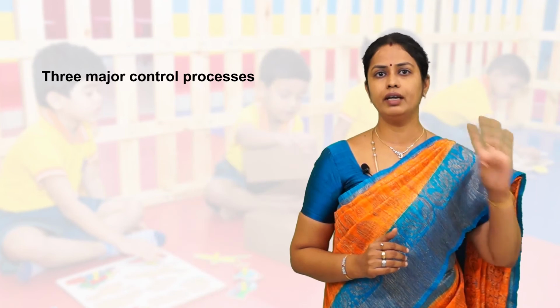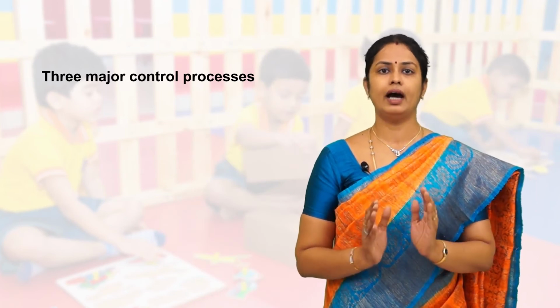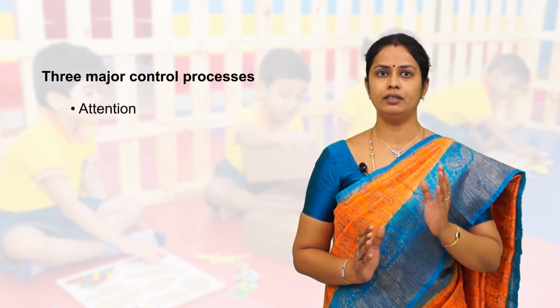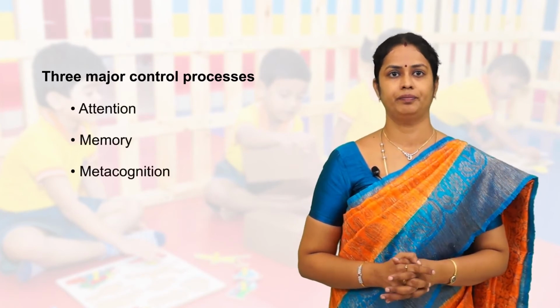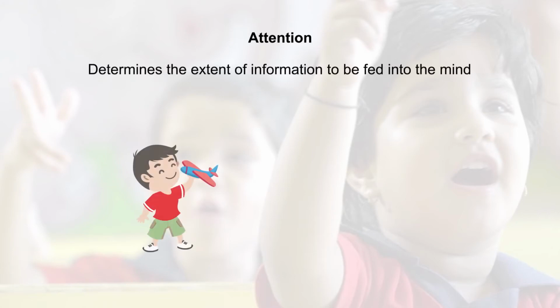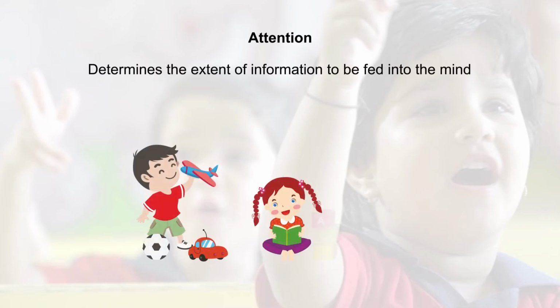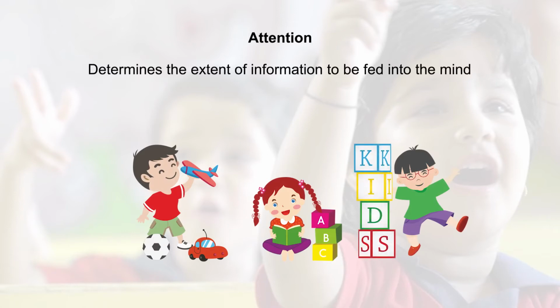The control processes or mental strategies that the human mind uses at every level of the mental system increase their efficiency in thinking ability as well as retaining information for further processing and reference. The 3 major mental strategies that a human mind uses are attention, memory, and metacognition. Now, let us understand the 3 control processes in detail. First one is attention. Attention is the base of human thinking mechanisms as it is the first strategy that determines the extent of information to be fed into the mind.